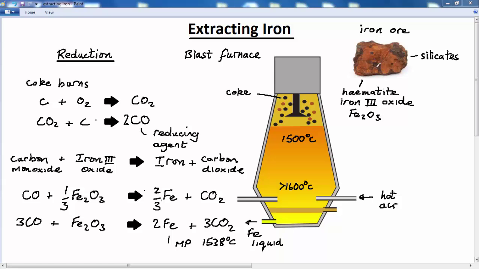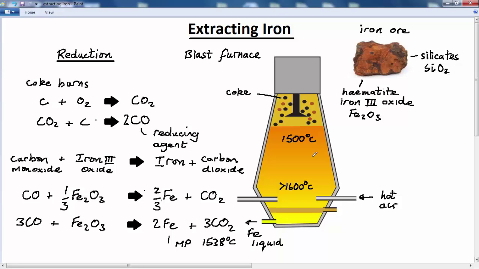So the last thing we have to look at is the problem of how we deal with these silicates which are present in the iron ore. We remember that iron ore really is a type of rock. It's a rock that is very, very rich in the mineral hematite. That's iron 3 oxide. But there are also other substances present, particularly silicates. For example, sand is a type of silicate. So we can write the formula for these silicates as SiO2.